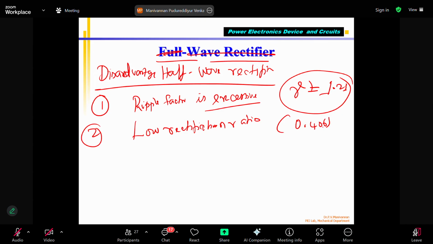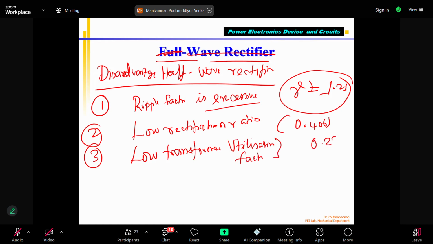Please note that later today we are going to see other rectifiers. At that time we'll see that it will be much lesser than this. Third one is low transformer utilization factor, which is something around 0.287. Correct. The transformer utilization should be a bigger number. But it is 0.287, which is very low. Correct. It is not good.